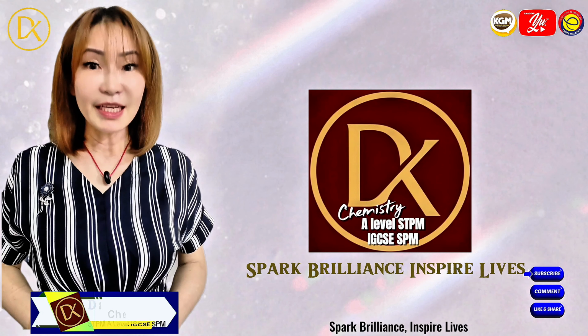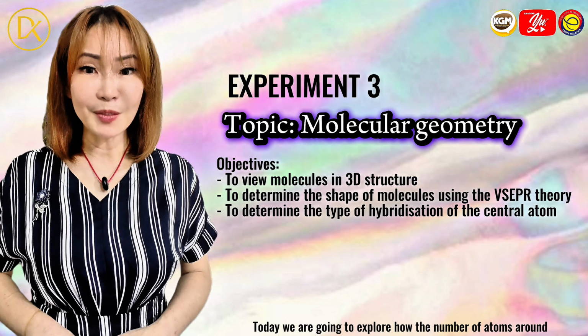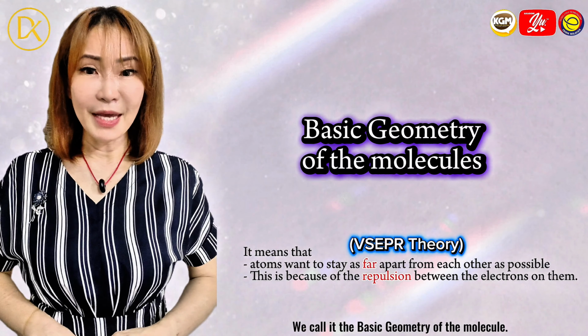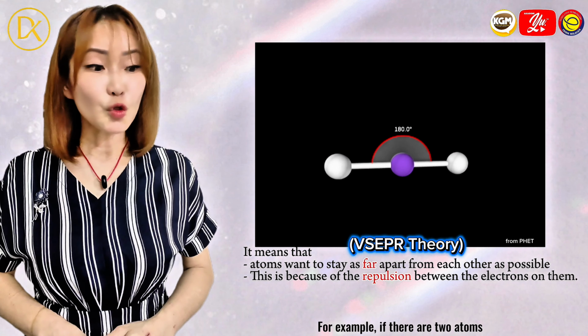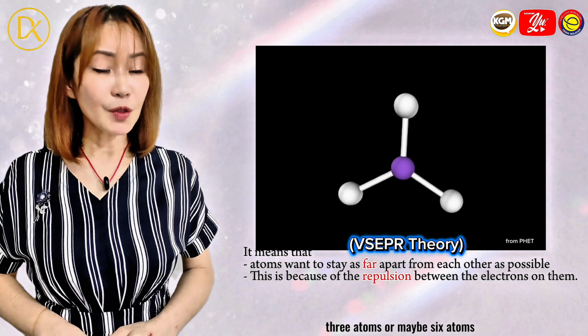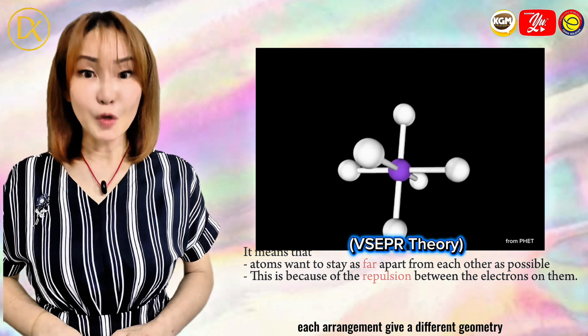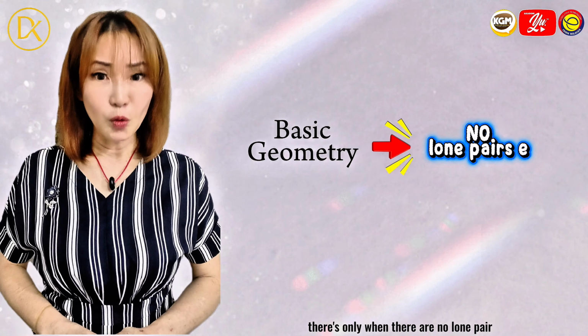Spark brilliant, inspire life. Today we are going to explore how the number of atoms around the central atom creates something special. We call it the basic geometry of the molecule. For example, if there are 2 atoms, 3 atoms, or maybe 6 atoms, each arrangement gives a different geometry. But wait, that's only when there are no lone pairs.